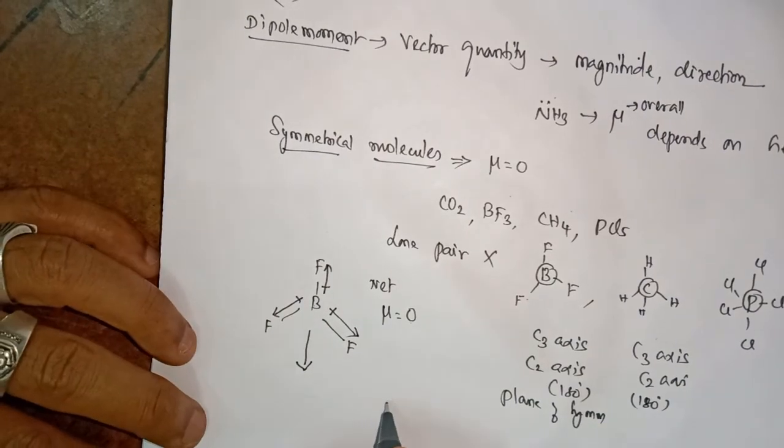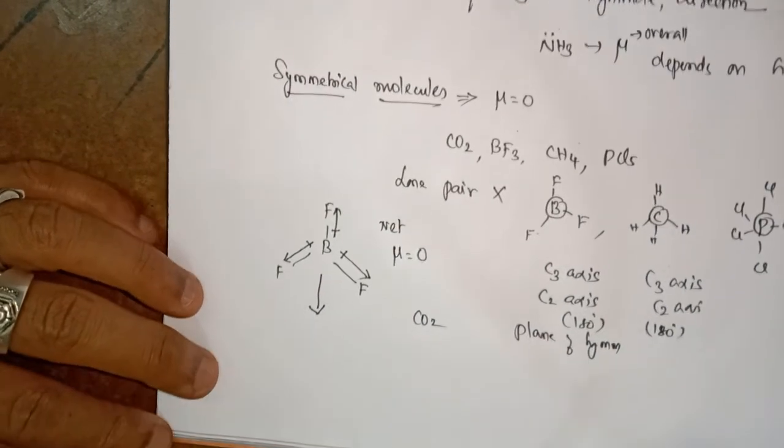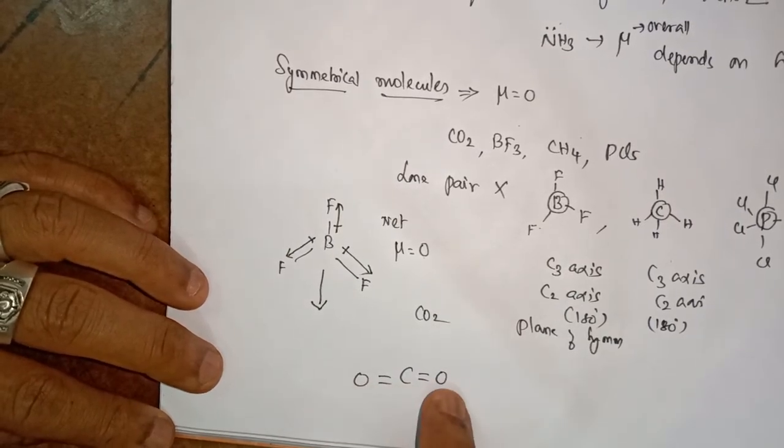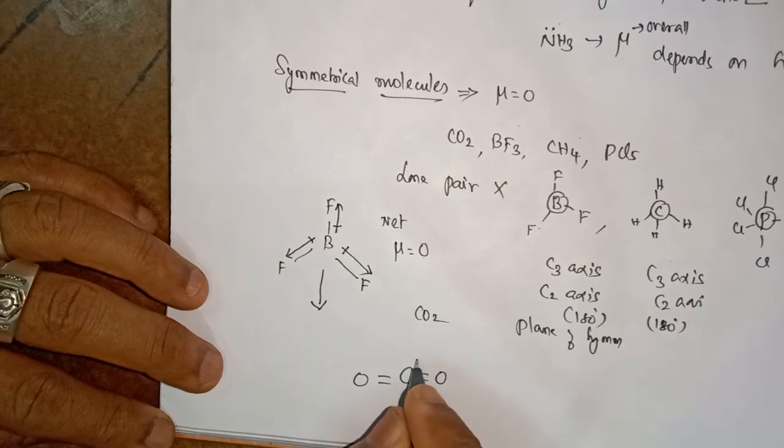Suppose I take carbon dioxide. It is C double bond O, and C double bond O. Oxygen is more electronegative than carbon, so it moves.